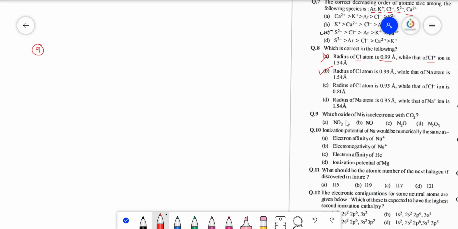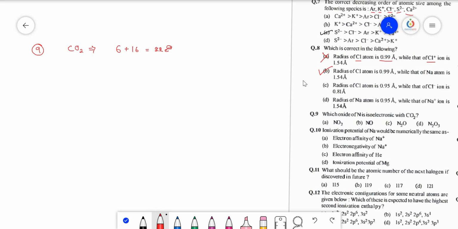Let us solve the question number 9. Which oxide of nitrogen is isoelectronic with carbon dioxide? So first of all, let us try to count the number of electrons present in the carbon dioxide. Carbon atomic number 6, each oxygen 8 plus 8, 16. So 16 plus 6 means there are 22 electrons present in the carbon dioxide.